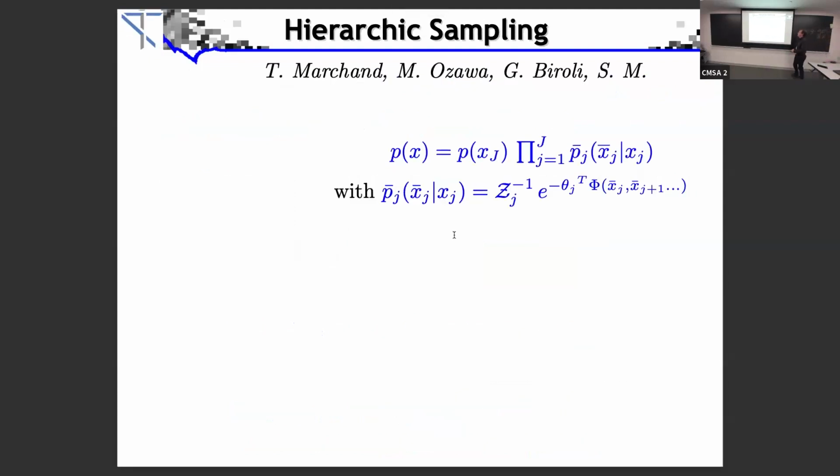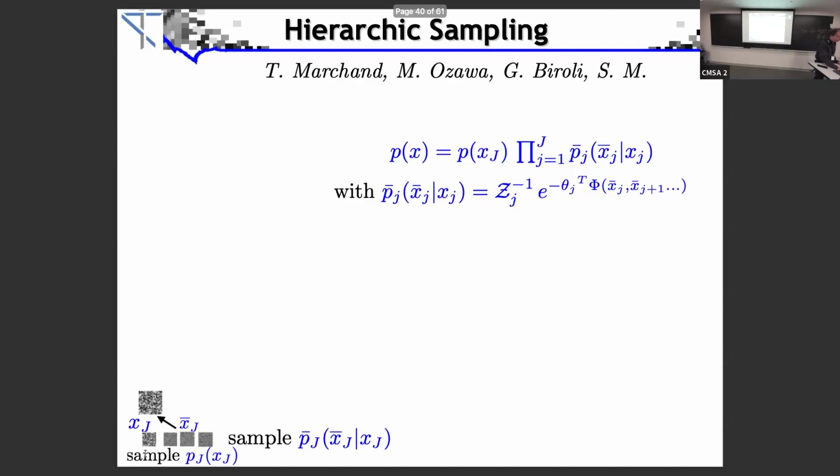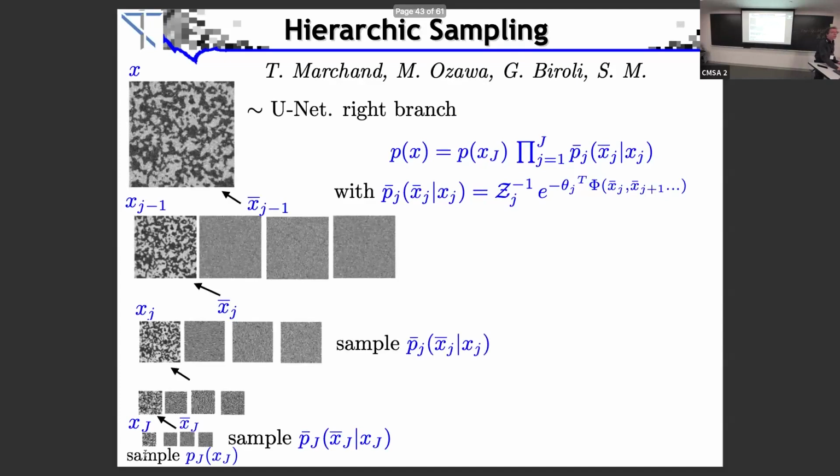Okay, so if I summarize, the idea is that the probability distribution, I'm going to decompose it in a very coarse scale, and then all the transition probabilities, and then build a model of all transition probabilities. To sample, essentially, you need to sample the coarse scale and then propagate. So you sample the wavelet coefficients from the conditional probability given the coarse scale, you go to the next scale. You sample given the coarse scale, you go, and so on. Okay? That's like the right branch of the U-Net that we're doing here.